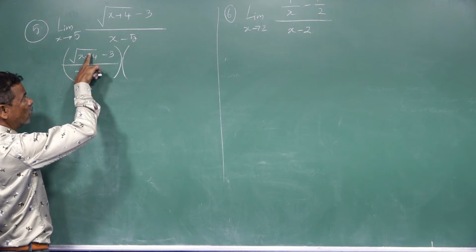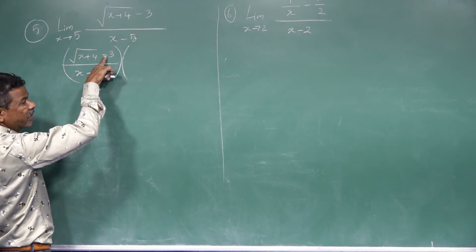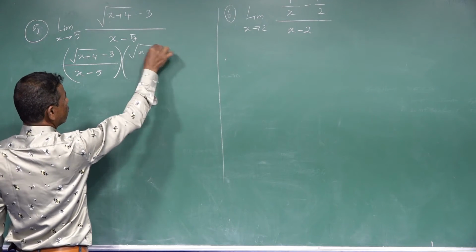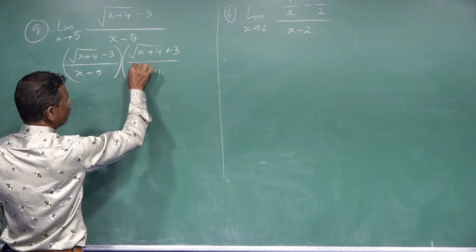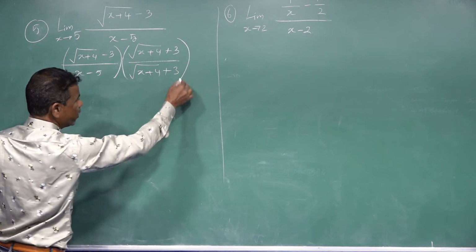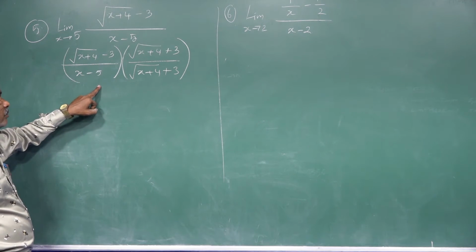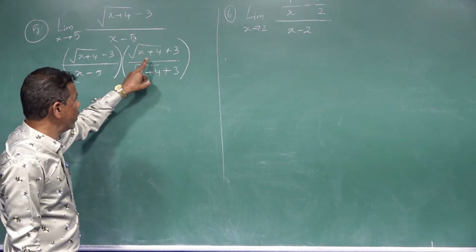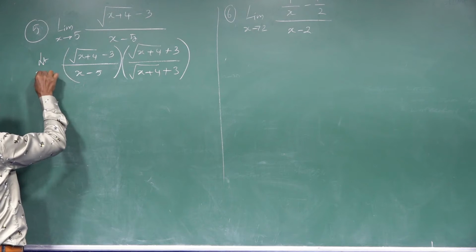For this root, the root is here, so minus is here. So the opposite: root of x plus 4 plus 3 by root of x plus 4 plus 3. This is the rationalization about the numerator, not the denominator. After this it is in the form of a minus b into a plus b, whereas limit x tends to 5.